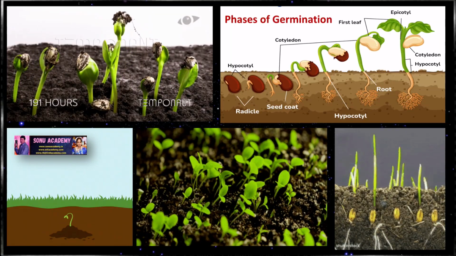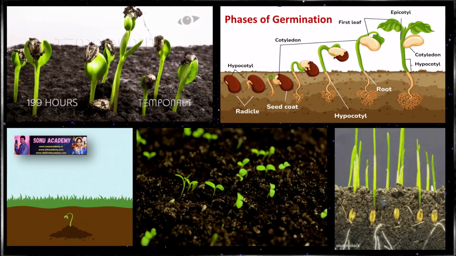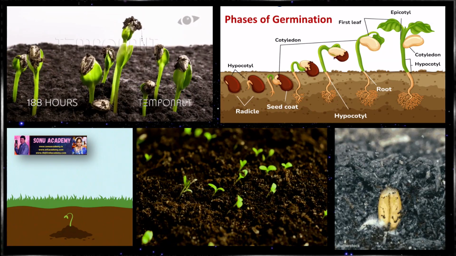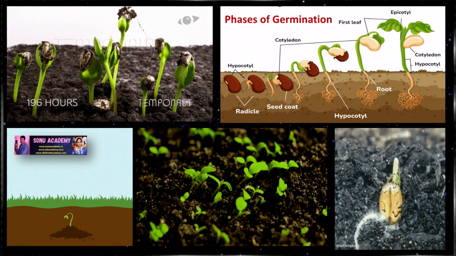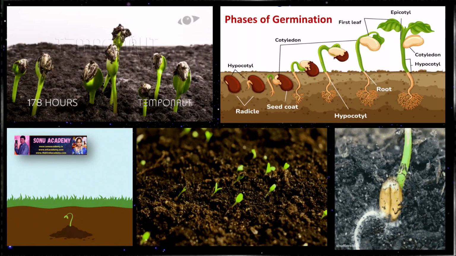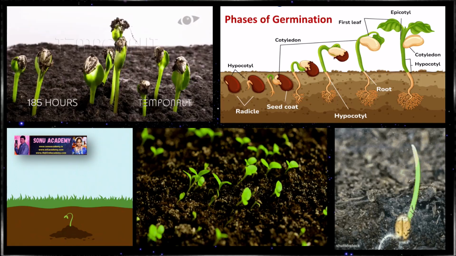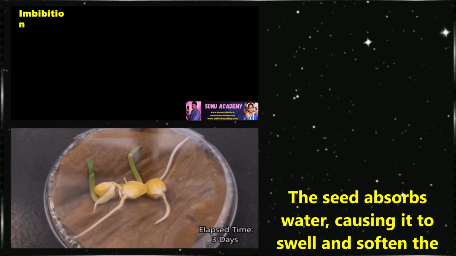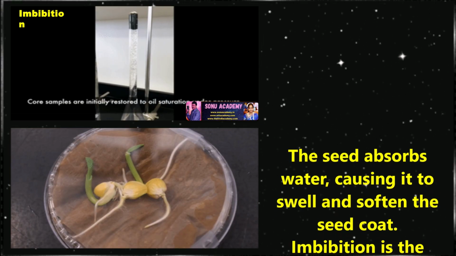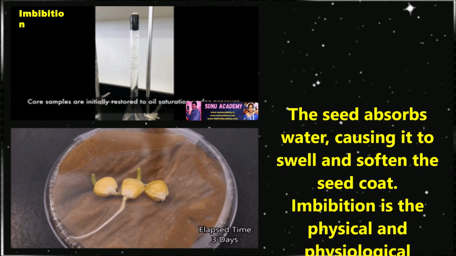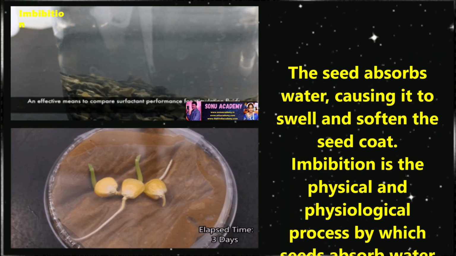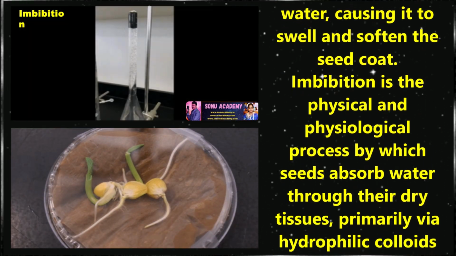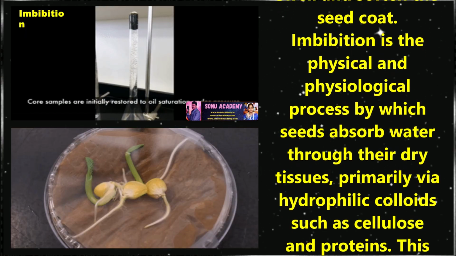Children, let us discuss the phases of germination. There are 4 phases in seed germination. First one is imbibition, second one is lag phase, third one is radicle emergence, fourth one is plumule. Children, let us discuss in detail each and every phase of seed germination. First one is imbibition. The seed absorbs water, causing it to swell, and the swelling of the seed coat is called imbibition. Let us see what imbibition is.